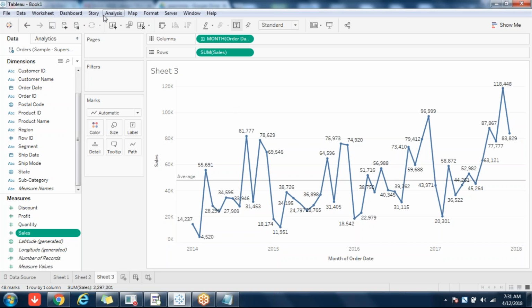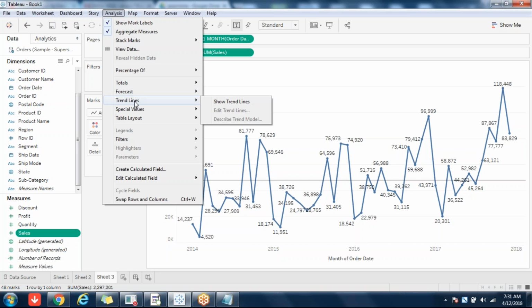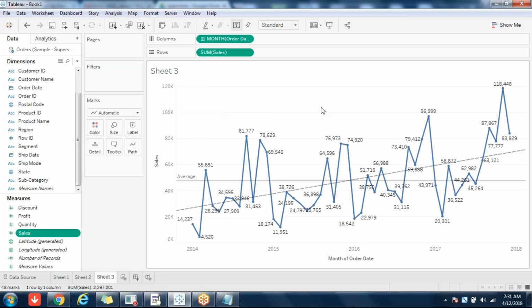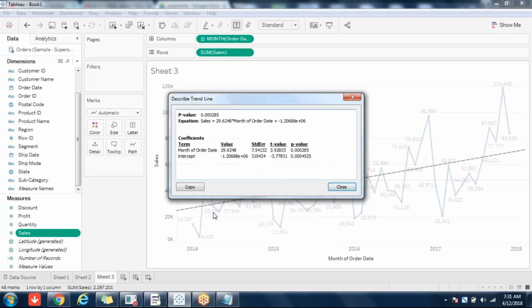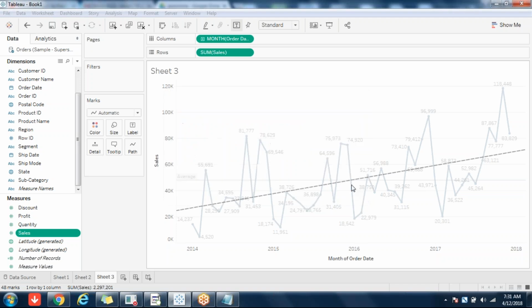So you can add a trend line very easily. You can go here, go to trend lines, show trend line. So directly you can do that. This is a linear trend line by default. In the tooltip you can see how it is calculated. Right click and choose describe trend line. So you can see the prominence value, equation, all that. So how much importance is given to each value, all that you are seeing here.